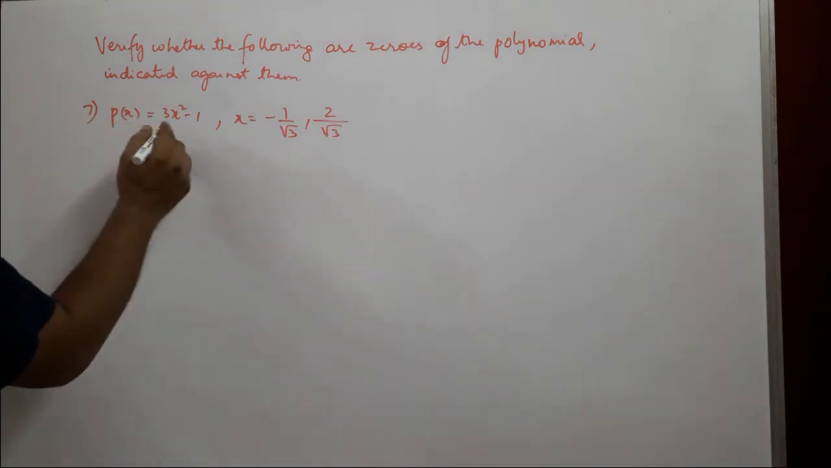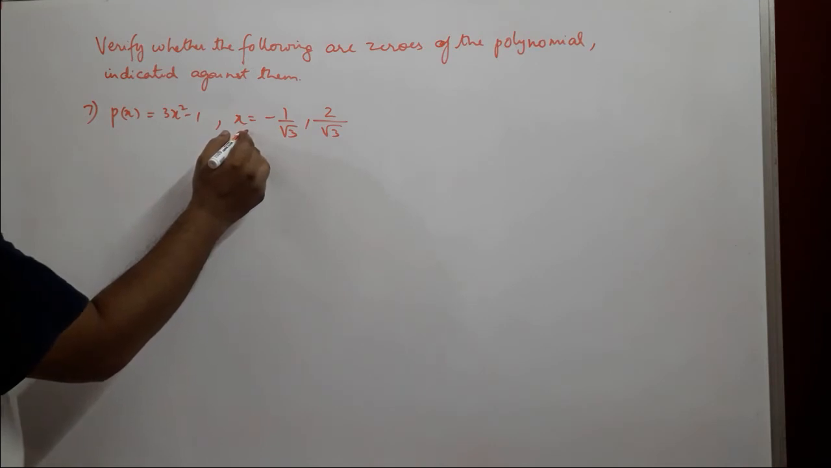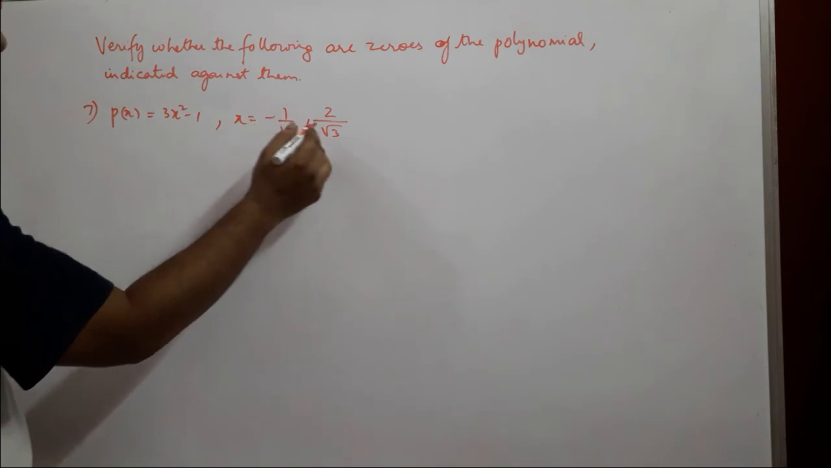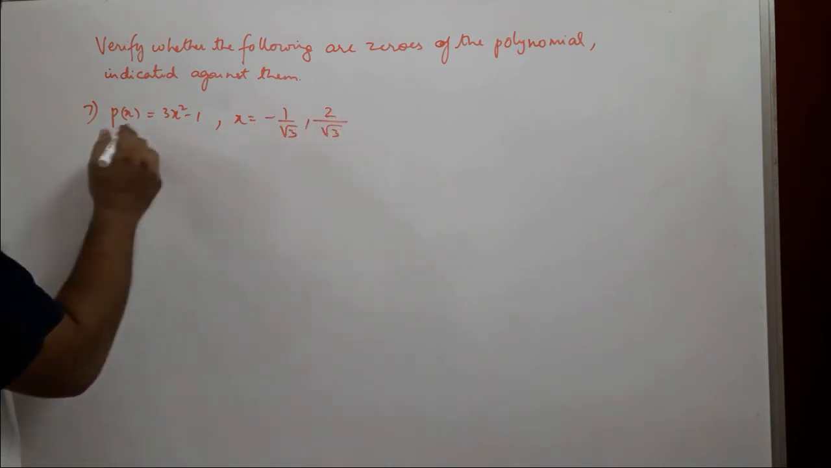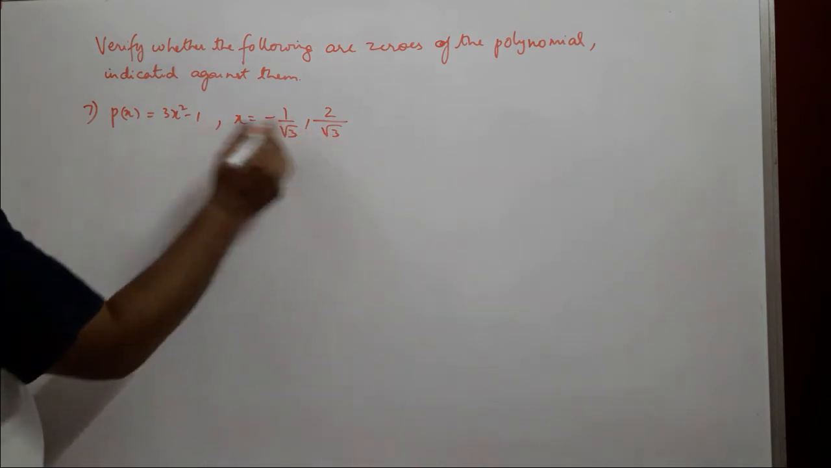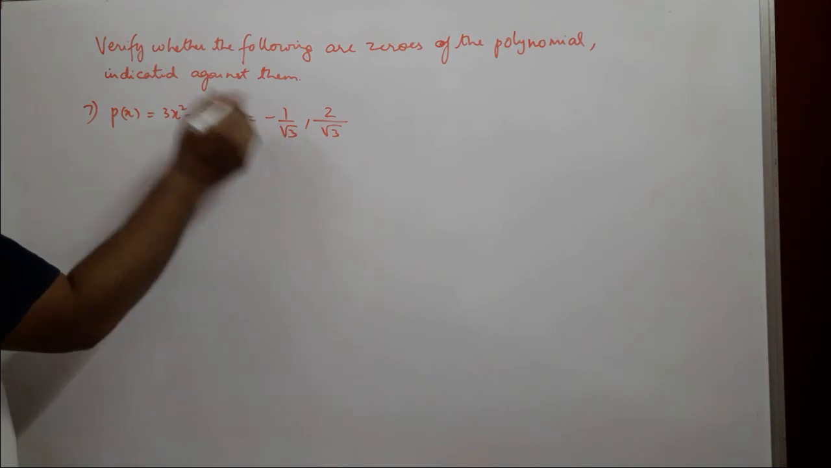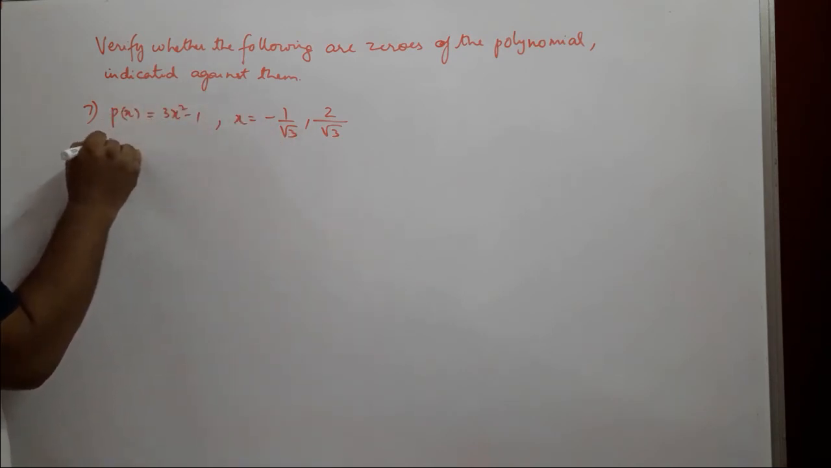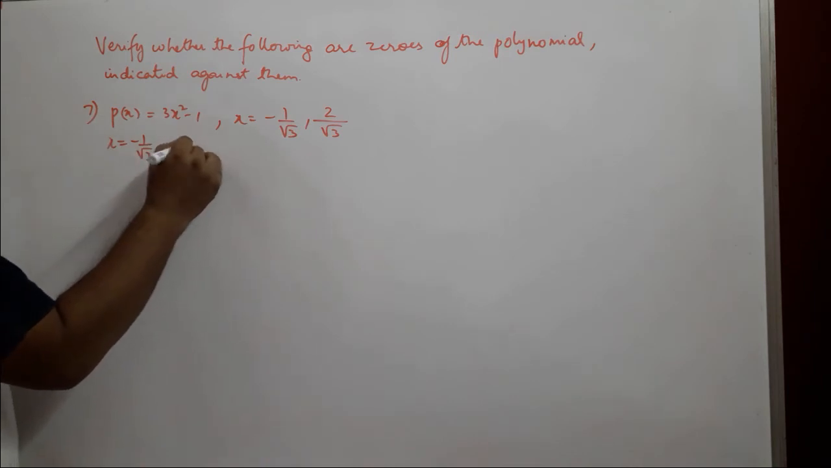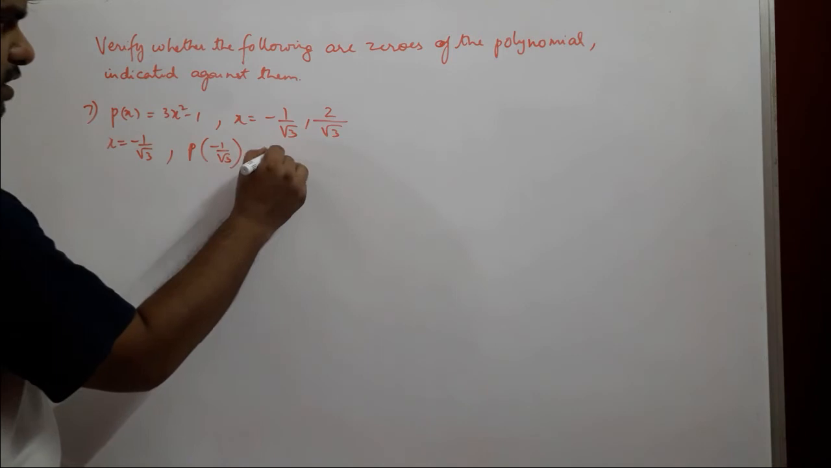So p of x is equal to 3x square minus 1, and we need to check whether at x equal to minus 1 upon root 3 and x equal to 2 upon root 3, they are the zeros of the polynomial. We need to check these two values, whether they are the zeros of the polynomial. For that we'll have to substitute these values in this polynomial. So let's begin with x equal to minus 1 upon root 3. So here instead of x we put minus 1 upon root 3. Let's see what we get.